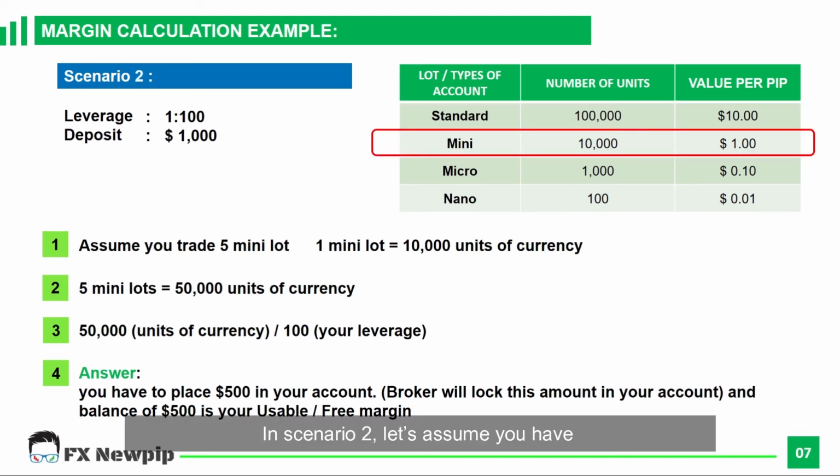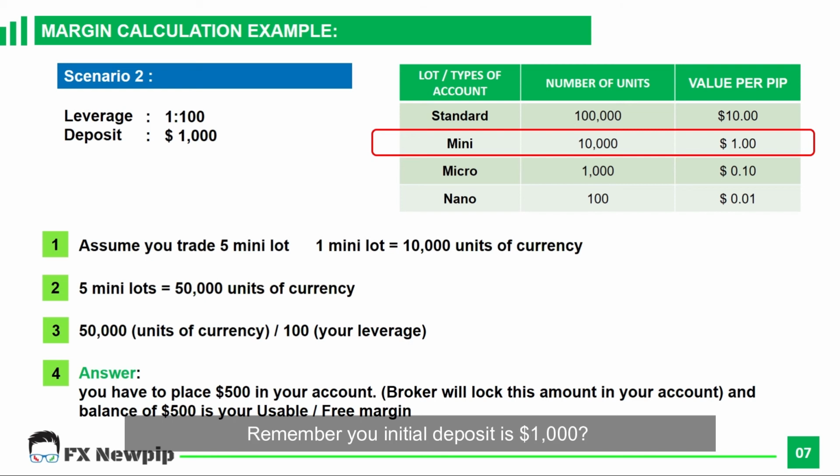In scenario 2, let's assume you have a leverage of 1 to 100 and you deposited $1,000. Assume you trade 5 mini lots and each mini lot is equivalent to 10,000 units of currency or $1 per pip. So you will trade 50,000 units of currency. Take 50,000 units of currency, divide by 100, your account leverage, that will bring us to $500, and the forex broker will lock this margin in your account for this trade.